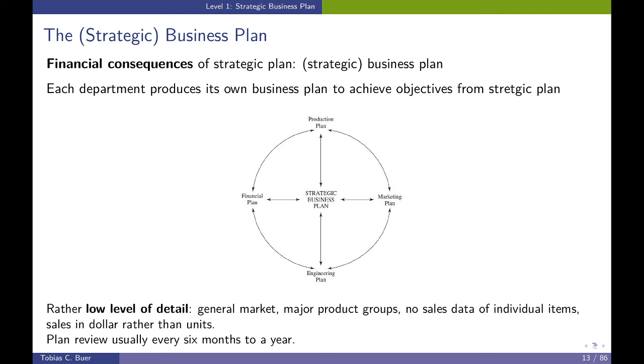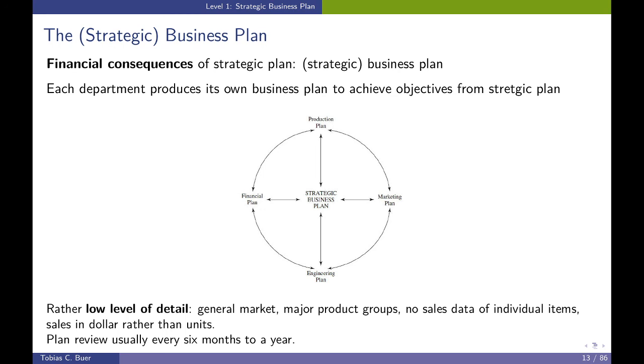We do not have sales data of individual items. We only look at aggregates. So for example, how much money do we want to make out of the container terminal next year or in the future. We do not discuss individual container transshipments, but we just discuss the rough amount of money that we want to make. And this strategic business plan is usually reviewed and adjusted once a year or 2 times a year.